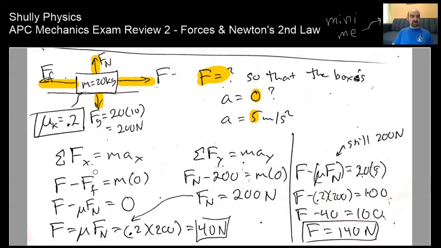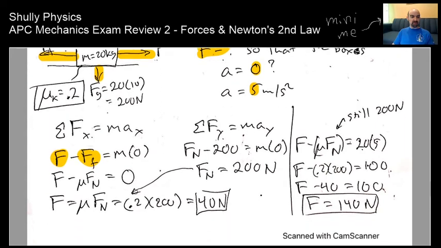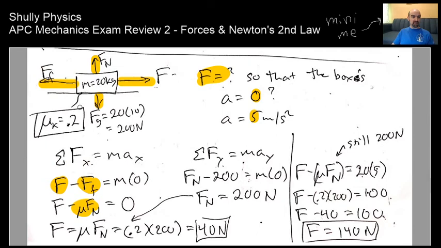So here we have in the x direction, the force pulling the box minus the friction equals mass times 0. Now at this point we'd substitute force of friction equals mu times normal force, and therefore the pulling force equals mu times normal force, 0.2 times 200 for the given values. 20 kilograms is the, oh, where did I get that from?